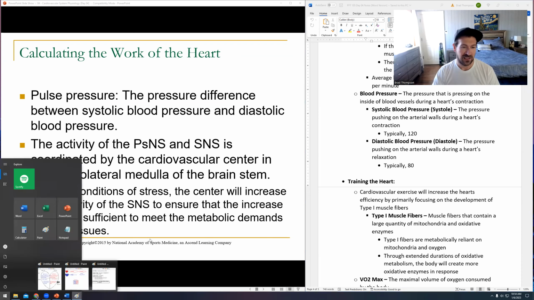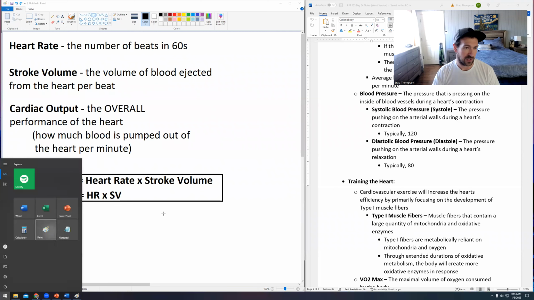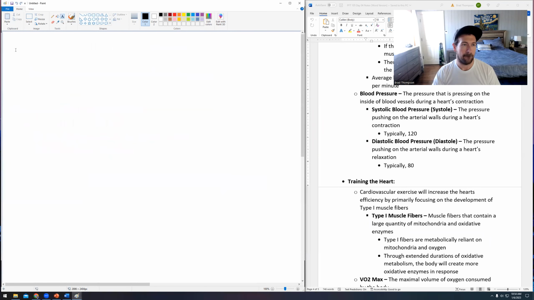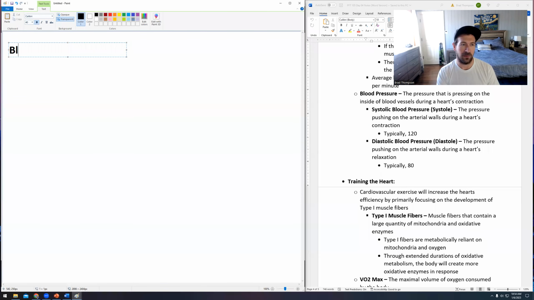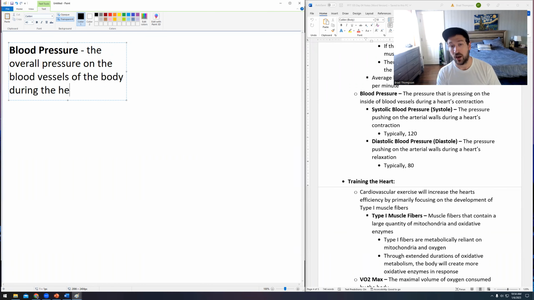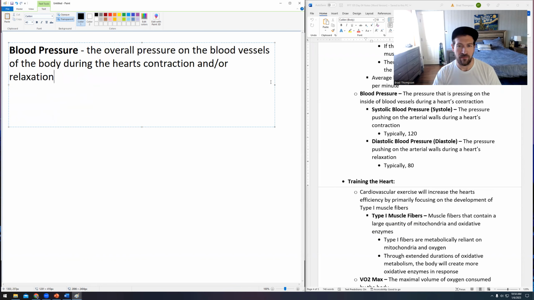So we're looking at blood pressure, right? Give that a definition here. Blood pressure. This is the overall pressure on the blood vessels of the body during the heart's contraction and or relaxation. So there's going to be two sides to your blood pressure, right?